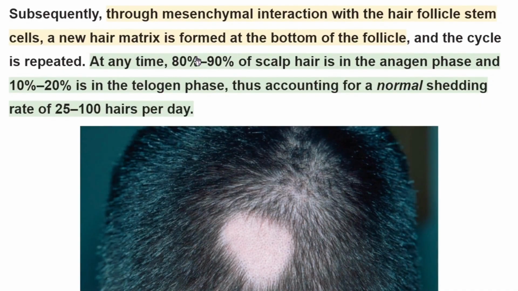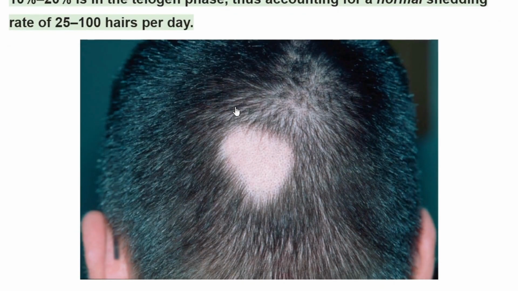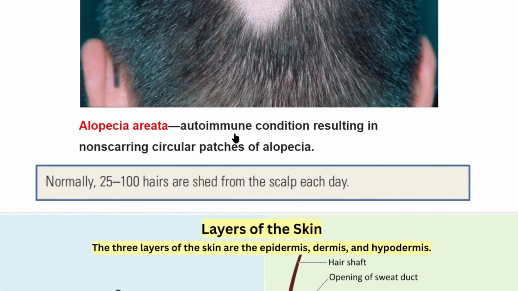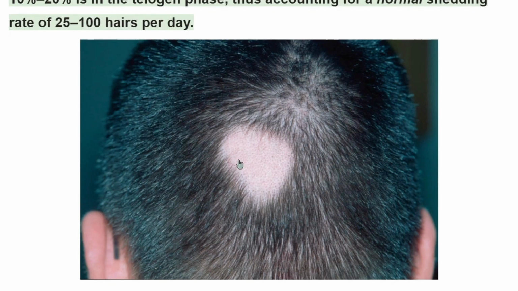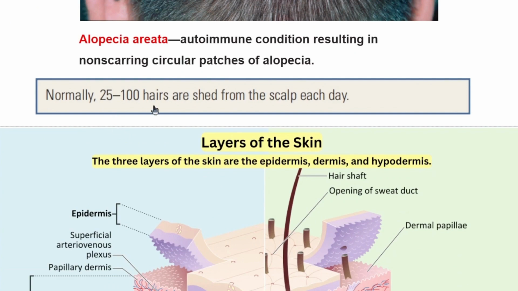At any time, 80 to 90% of scalp hair is in the anagen phase and 10 to 20% in the telogen phase, thus accounting for a normal shedding rate of 25 to 100 hairs per day. Okay, losing 25 to 100 hairs per day of scalp hair is normal. Alopecia areata is an autoimmune condition resulting in non-scarring circular patches of alopecia, due to the immune system attacking the hair follicles, which leads to temporary hair loss. Normally, 25 to 100 hairs are shed from the scalp each day.